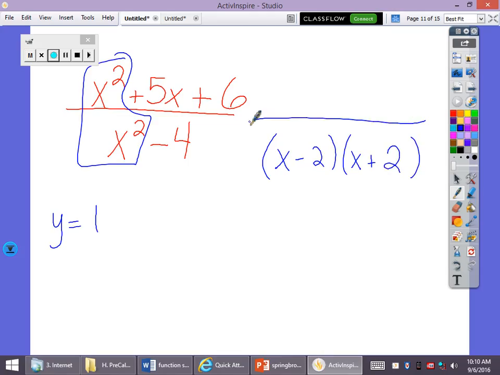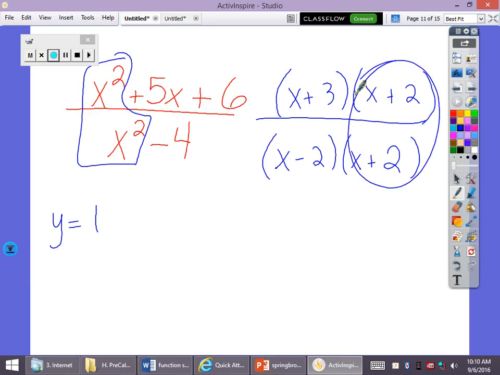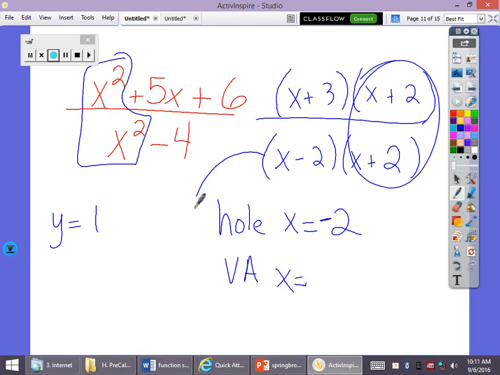What's the top going to be? X plus 3. X plus 2. Whoa, red flag. Red flag, what do you notice? They are the same. So they are not going to produce a vertical asymptote. They're going to produce a hole. I have a hole at x equals 2 and a vertical asymptote at, I'm sorry, that's wrong. A hole at what? -2, because that's a factor. I have to solve it. And a vertical asymptote at x equals 2.